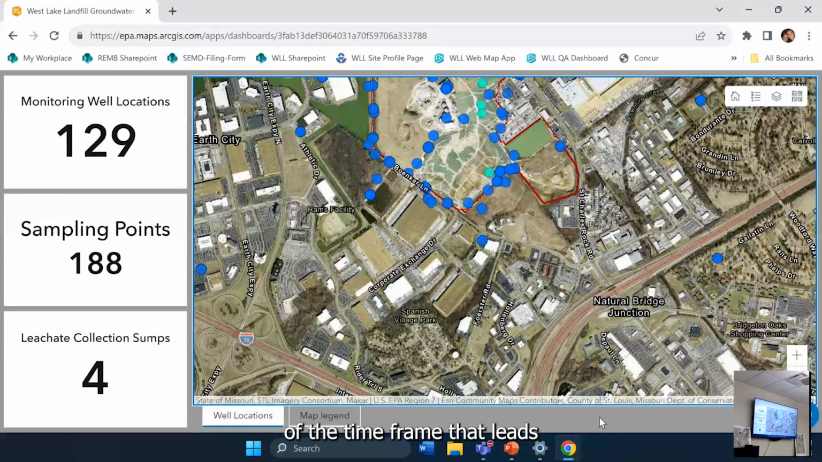The time frame that leads to a finite amount of data, and then we do the RI, is when we complete the well network. Right now, the sampling that's happening feeds information we need to do evaluations, but when we find the end of the plume and have a complete well network, then we'll look at how much more data we need. One more year of comprehensive sampling, and go to the RI.